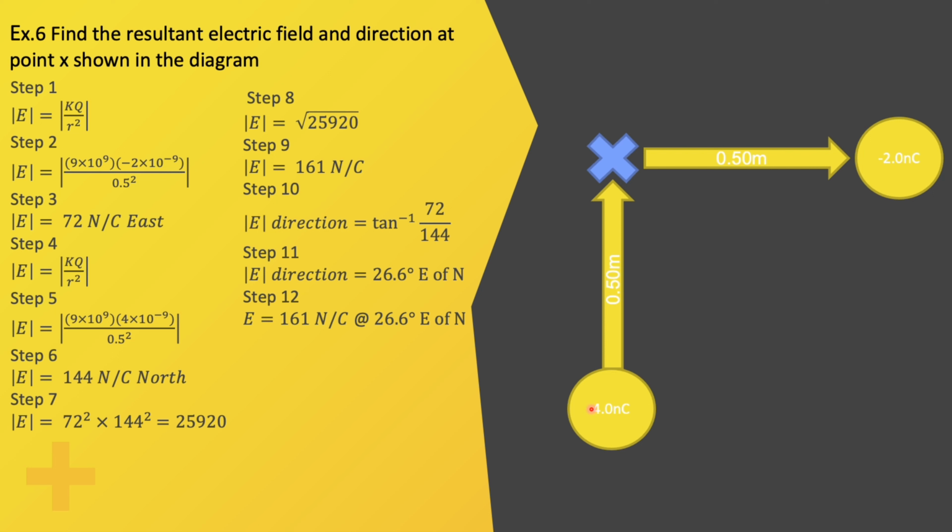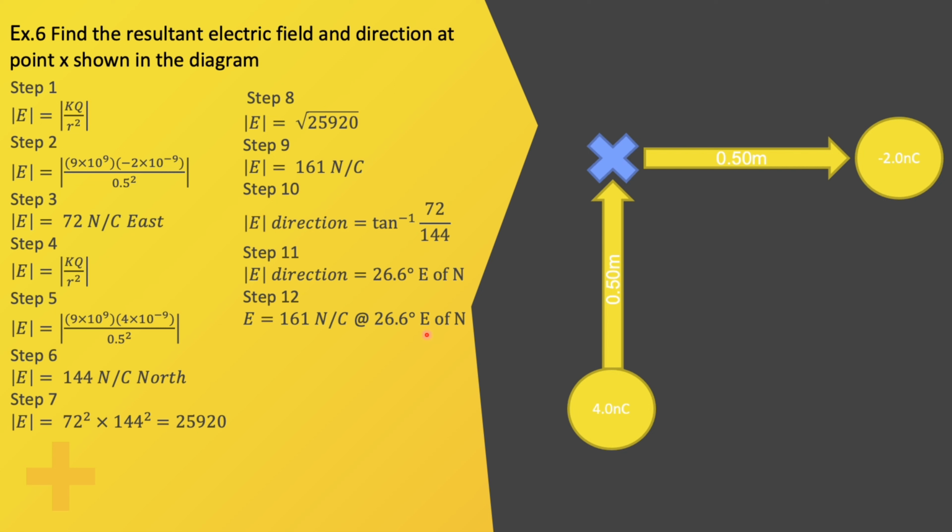So we first need to look at our 4 nanocoulomb charge and notice that the electric field for this will be north due to a positive source charge generating an electric field radially outwards. And then we need to see our negative 2 nanocoulomb charge and notice that the electric field it will be generating will be to the east due to negative source charges generating an electric field radially inwards. The distances provided here are both 0.5.